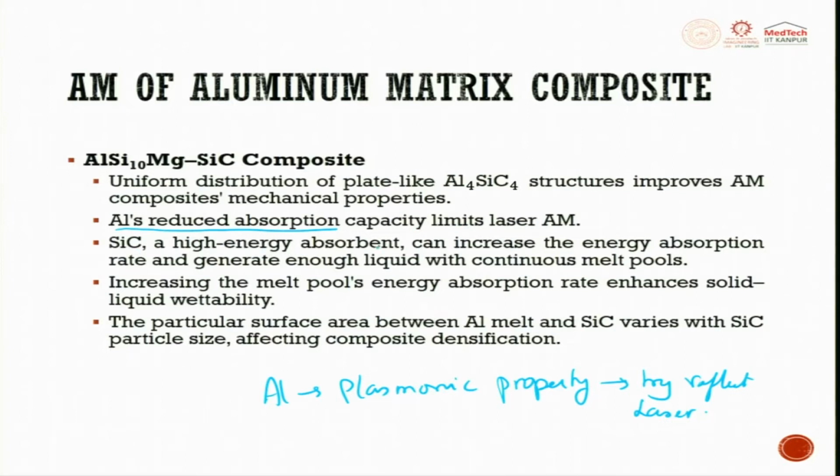SiC is a high energy absorbent. SiC absorbs laser in a big way. So SiC, a high energy absorbent, can increase the energy absorption rate and generate enough liquid with a continuous melt pool. This is very important. Al will try to reflect, but SiC will try to absorb. So now the SiC temperature goes high, which in turn tries to transform Al from solid to liquid. Increasing the melt pool's energy absorption rate enhances solid-liquid wettability. Solid-liquid wettability is also very important.